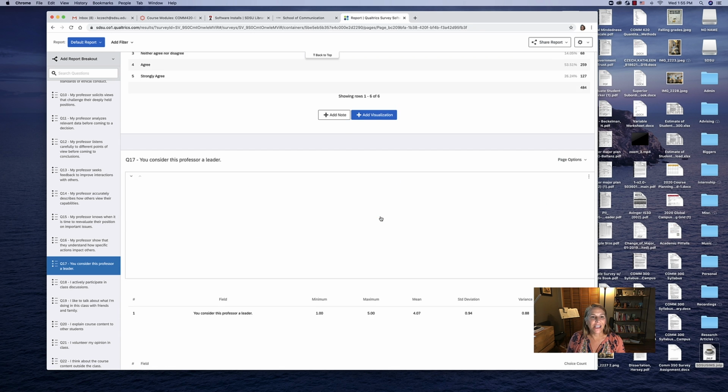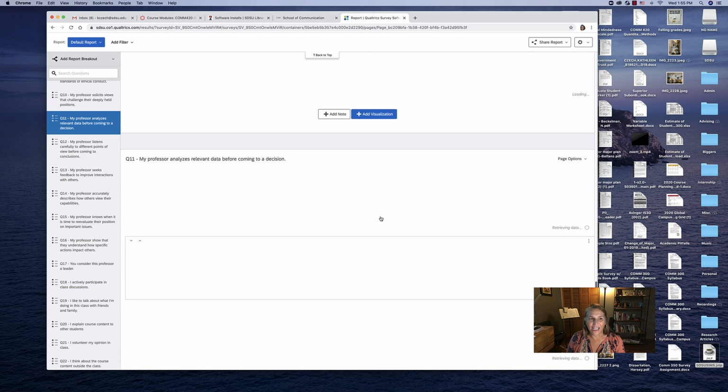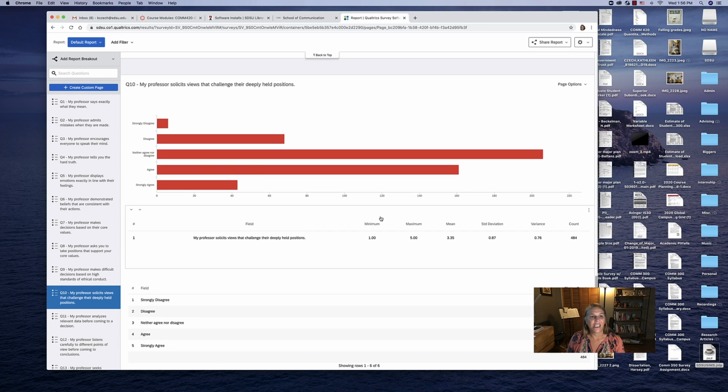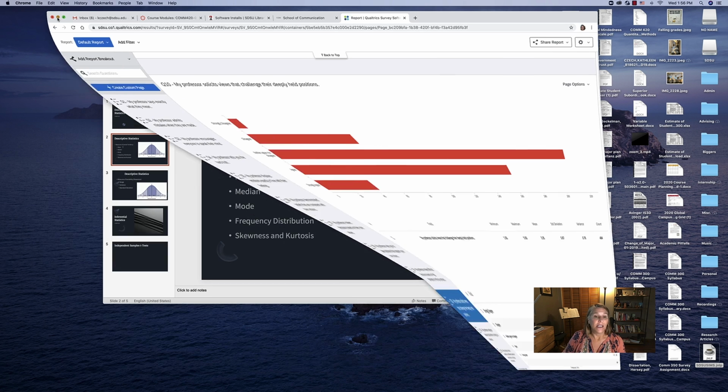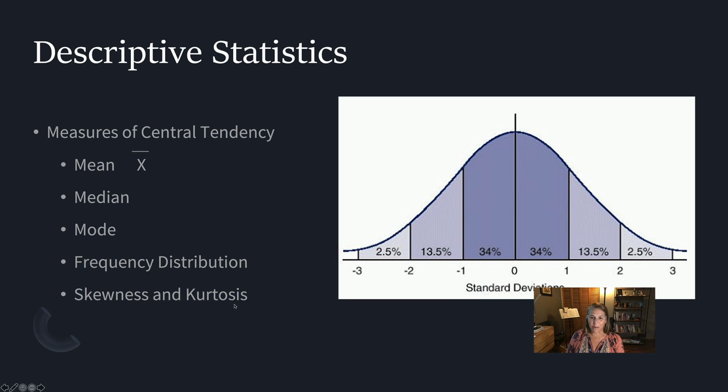So when you're looking at your data in Qualtrics, all you're going to get is descriptive statistics, frequency type data. We're going to want more than that, and we'll get to that next. But you can see now what I mean by just frequencies. That's exactly what I mean.